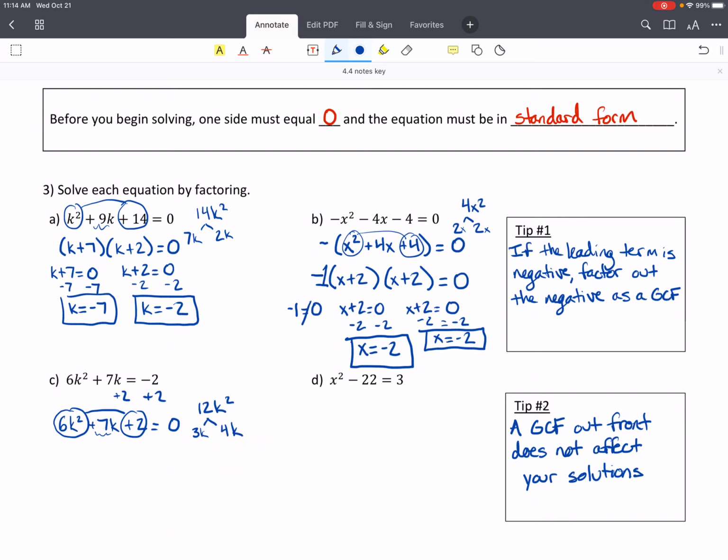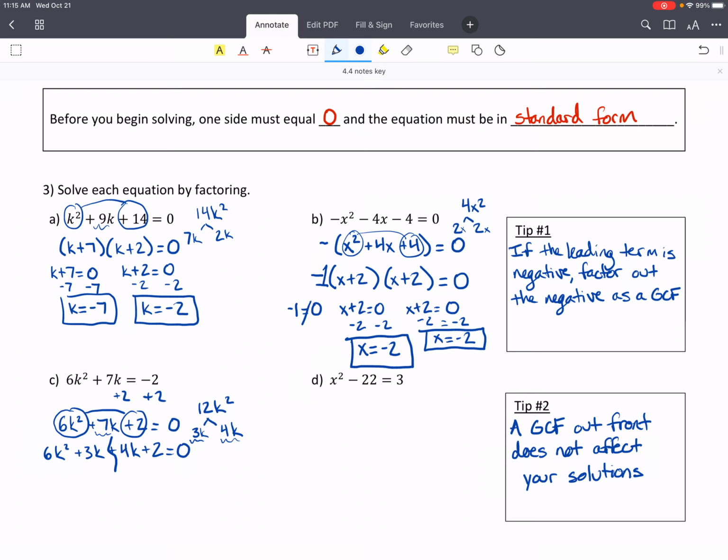This time I do have a coefficient in front of my squared term, which means I cannot use the shortcut, which means I'm going to substitute 3 and 4 in for that 7. So that's 6k squared plus 3k plus 4k plus 2 equals 0. And now we're going to do factoring by grouping, meaning we split it in half and we factor out the greatest common factor from each half.